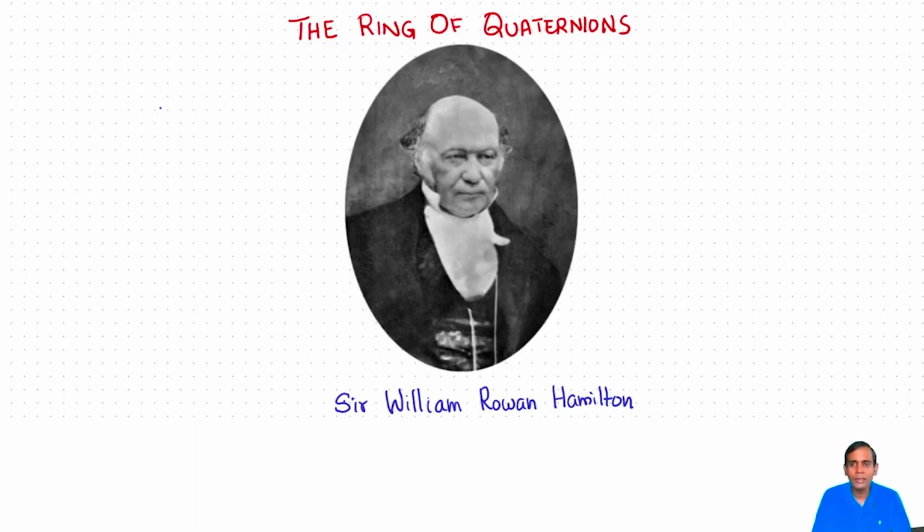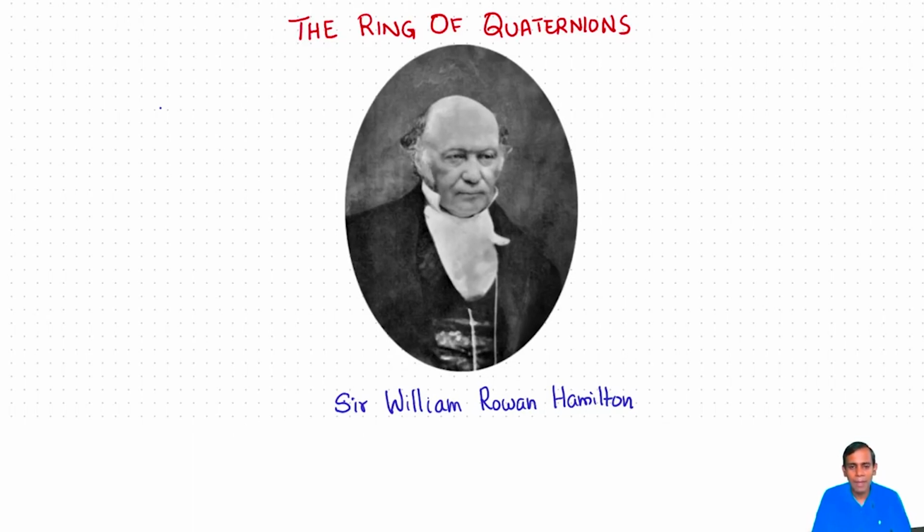You could think of a pair of real numbers a, b as a complex number a plus b times i. And then using the rule i squared equals minus 1, you could multiply such pairs of real numbers. What Hamilton was trying to do is find a way to multiply triples of real numbers. So he would try to write a triple of real numbers as a plus bi plus cj, and then try to see if he could find a rule for multiplying them that would result in a ring.